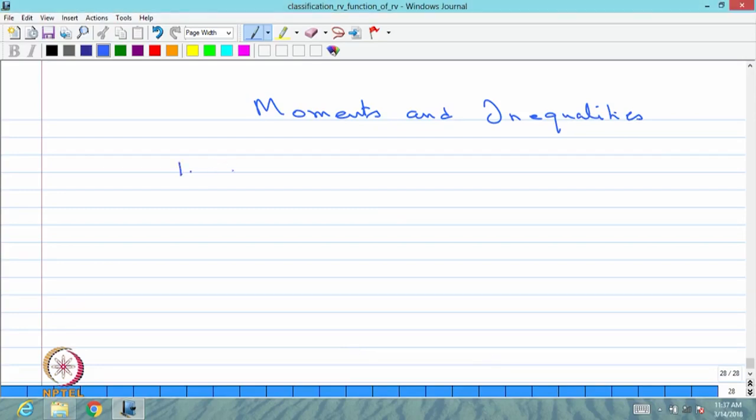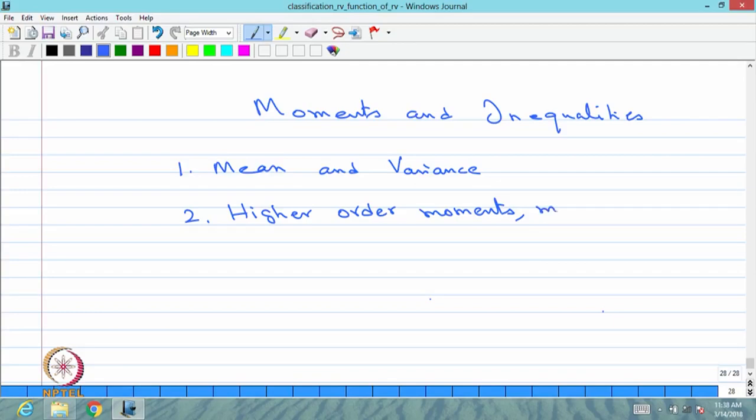In these lectures, we start by teaching first mean and variance. Mean is the first order moment and the variance is the second order moment. Then we discuss higher order moments, and also we discuss moment inequalities. And third, we discuss generating functions. So in this module, we are going to have 3 lectures: first on mean and variance, second on higher order moments and moment inequalities, third on generating functions.